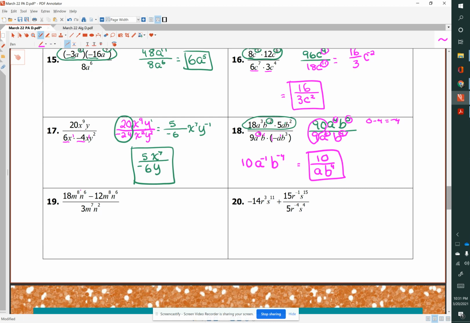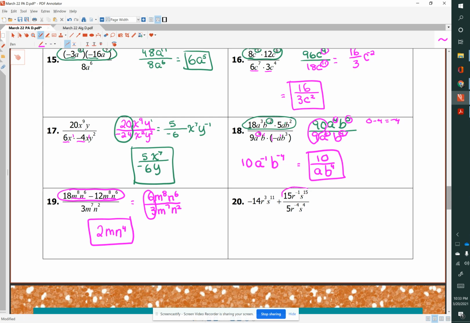And then number 19, I'm going to work with the numerator first. And we have subtraction here, and we have to have like terms. So we have 18 m to the 8th n to the 6th minus 12 m to the 8th n to the 6th. Well, they are like terms. 18 minus 12 is 6, so it's 6 m to the 8th n to the 6th divided by, and I'll just copy this over, 3m to the 7th n to the 2nd. Now, 6 divided by 3 is 2. 8 minus 7 is 1, so that'll be an invisible 1. 6 minus 2 is 4, so this will be our final answer. The exponent of 1 on the m disappears. It's an invisible 1.